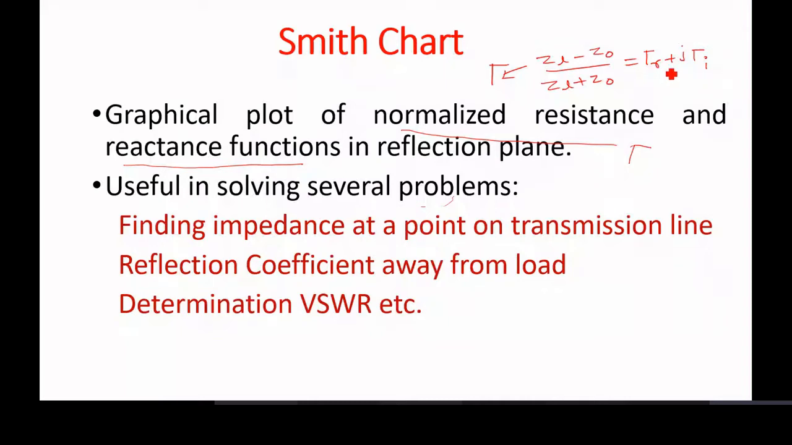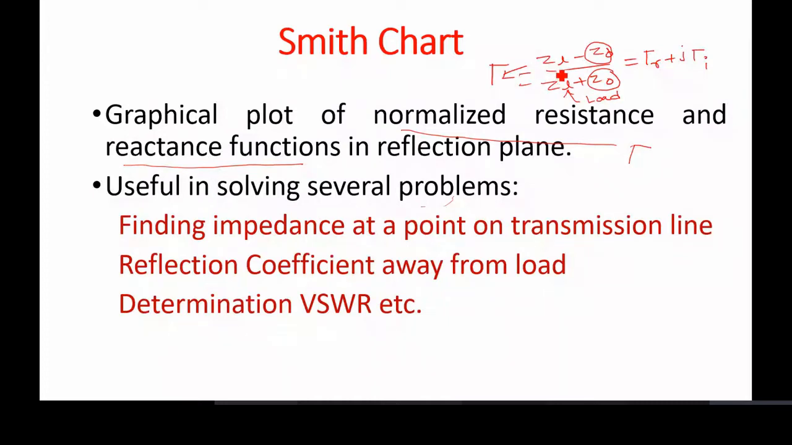So how will this value vary? This value will vary if you change the load impedance value. For a given transmission line, Z0 is constant. If you change the load impedance value, ZL, we will get a different reflection coefficient for different values of ZL.